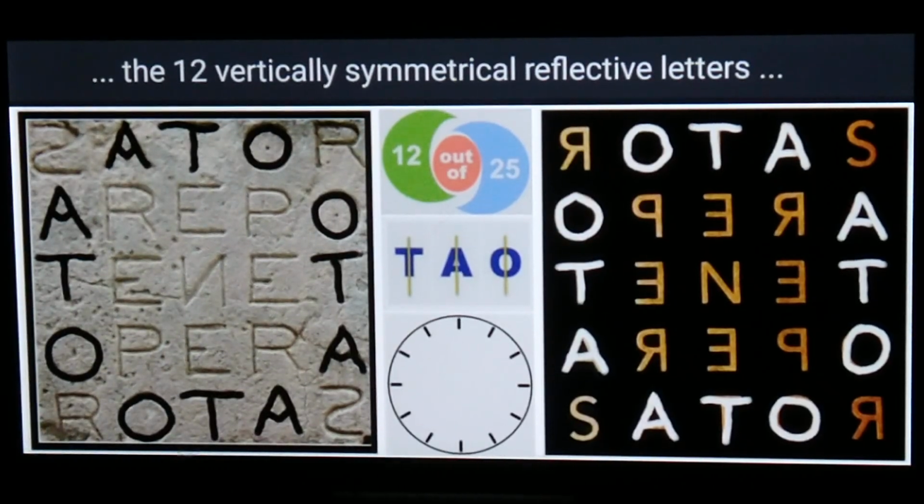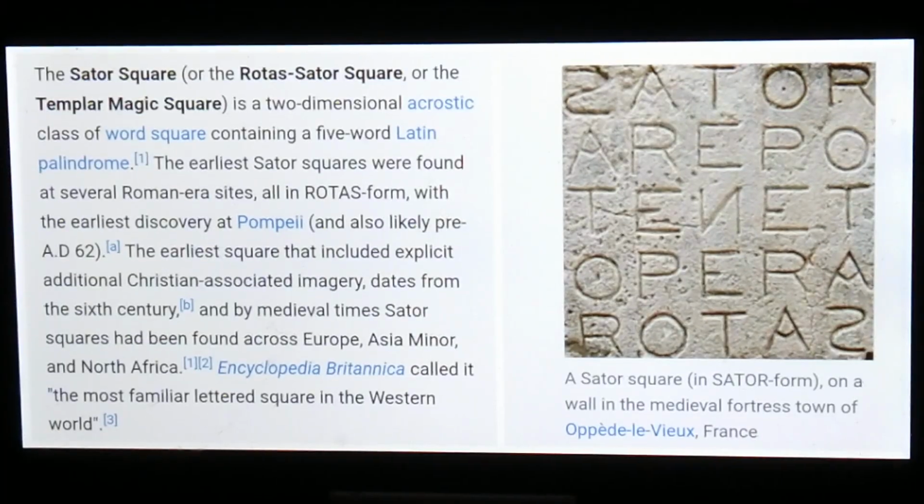But I just want to start simple. What is the Sator square? Wikipedia describes it like this. The Sator square, or the Rotas Sator square, or the Templar magic square, is a two-dimensional acrostic class of word square containing a 5-word Latin palindrome.